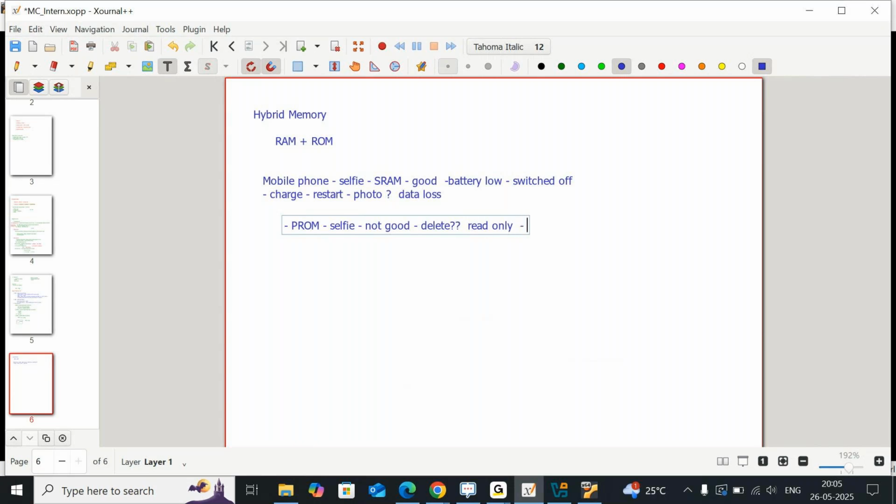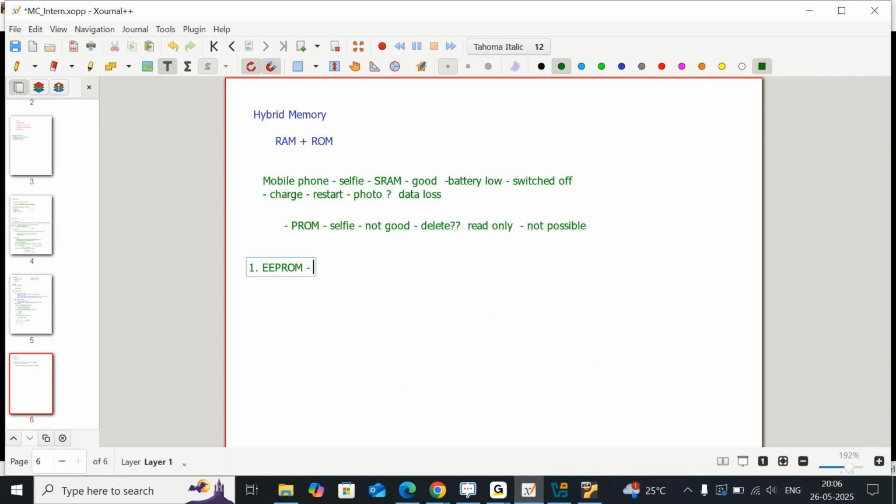Not possible. So in this scenario, we need a type of memory to retain our data, and also if it is not good, we should be able to rewrite. That is when we need the properties of both ROM and RAM, that is hybrid memory. In hybrid memory, we have the categories EEPROM and flash.